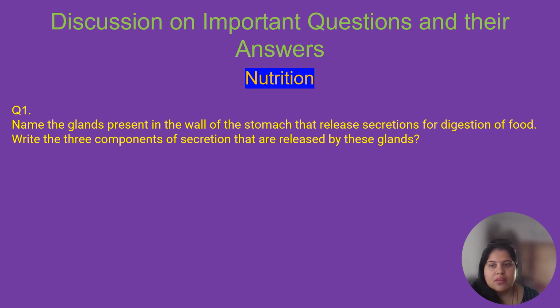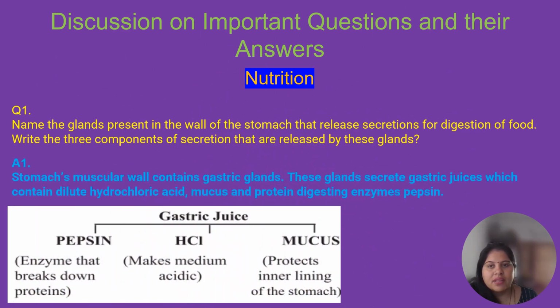Question number 1 is: name the gland present in the wall of stomach that release secretions for digestion of food, and write the three components of secretion that are released by this gland. So you need to tell the name of the gland which is present in the wall of stomach. In the wall of stomach, gastric glands are present, and these glands secrete gastric juice. It secretes three main substances: hydrochloric acid, mucus, and a protein digesting enzyme. That enzyme is known as pepsin.